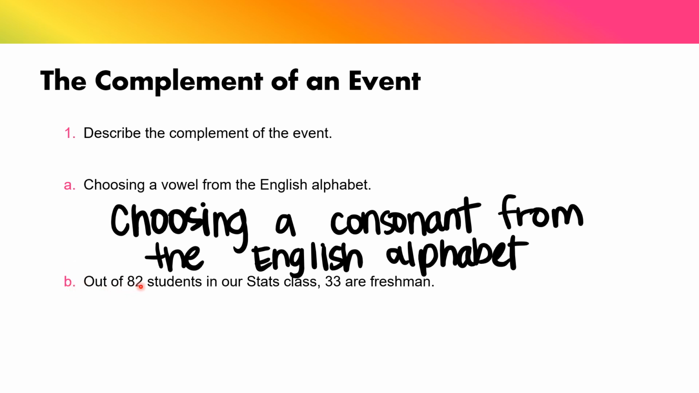For number 1, part B, out of 82 students in our stats class, 33 are freshmen. What would be the complement of freshman, or what is the opposite of freshman? That would be not a freshman, so either a sophomore, a junior, or a senior. If 33 students are freshmen, we would do 82 minus 33. Everybody that's left over is not a freshman. So that's 49.